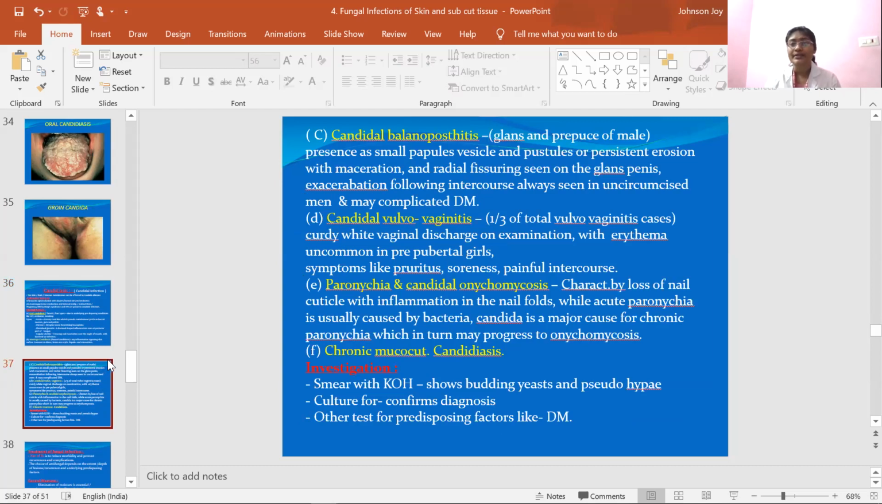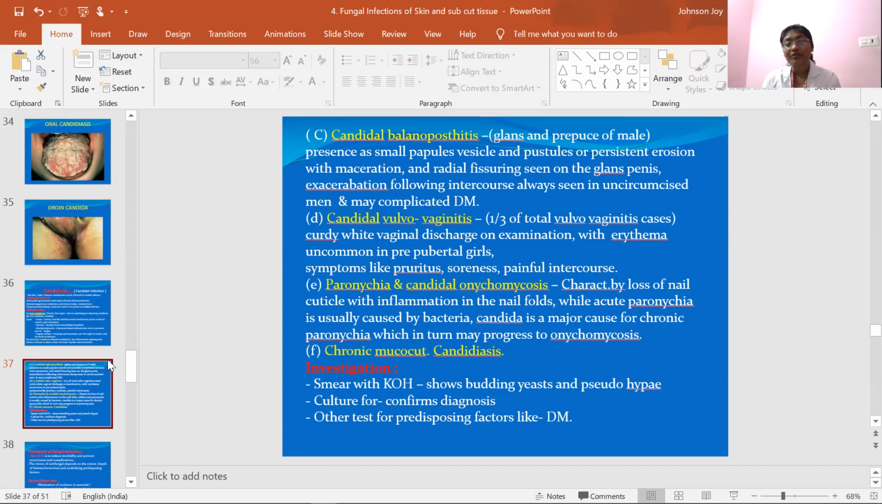Candidal balanoposthitis is the candidal infection of the glans and the prepuce of the male. It can present as small papules, vesicles, and pustules, or persistent erosion with maceration and radial fissuring seen on the glans penis. Exacerbation following intercourse is always seen in uncircumcised men, and it may be complicated by diabetes mellitus.